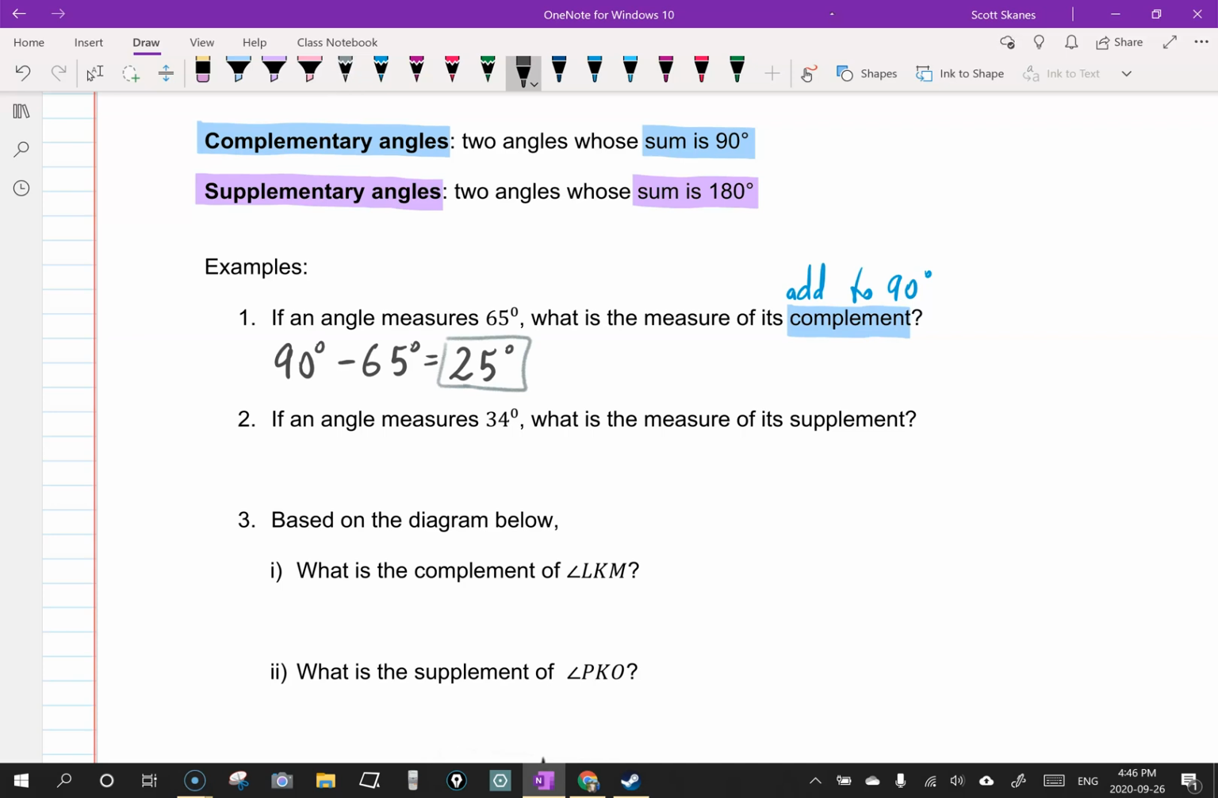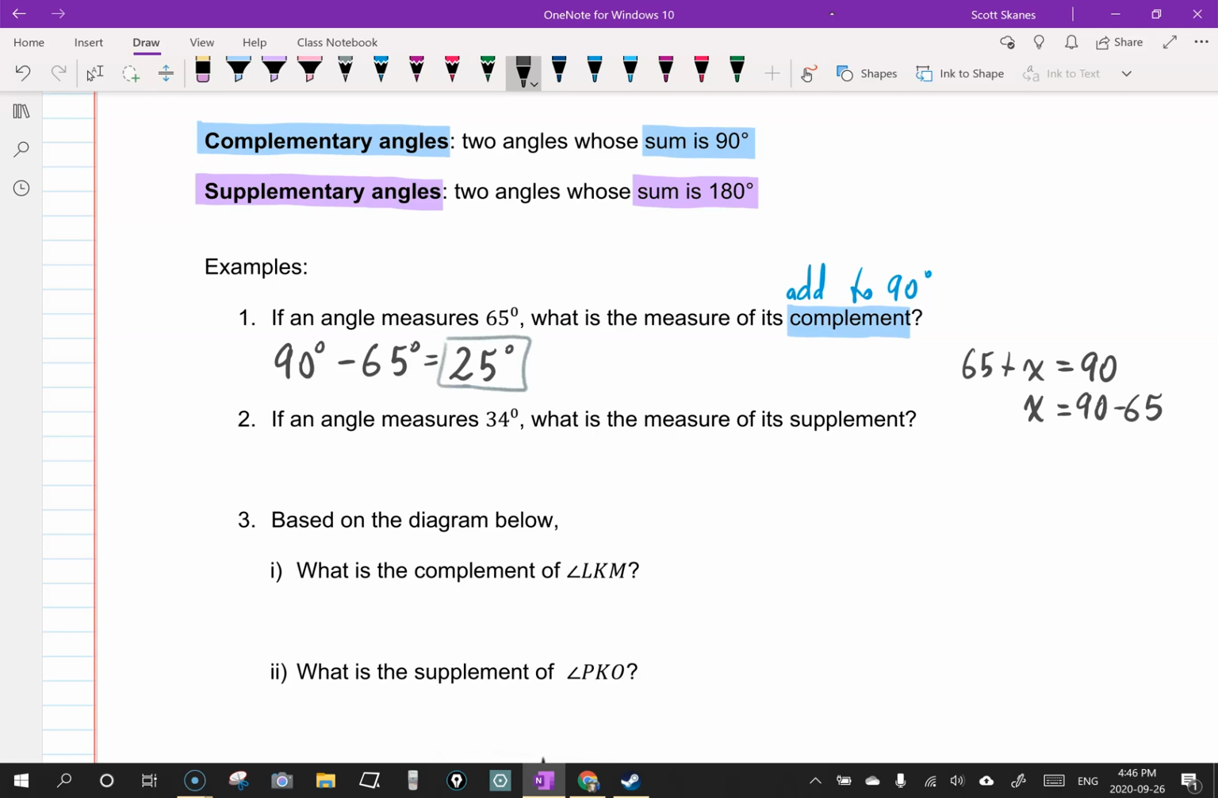Just to prove that, you have 65 plus some mysterious amount is going to be 90 because of the complement situation. That means that mysterious amount must be 90 minus 65. So this idea checks out for complements.